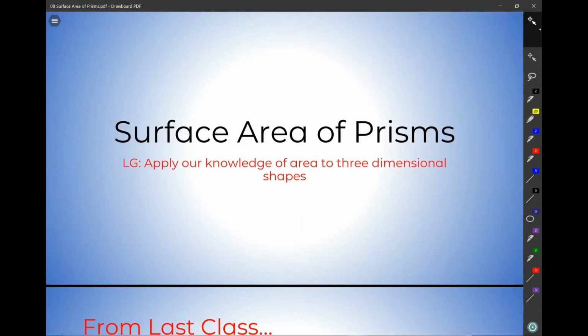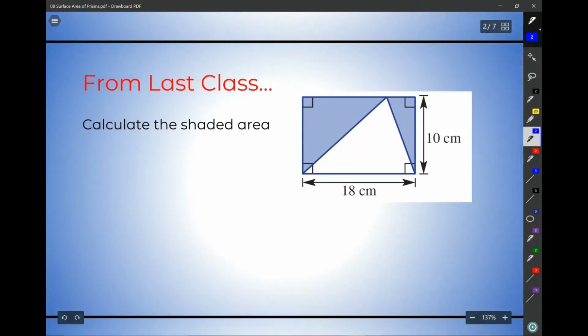Today's lesson is going to be about the surface area of prisms. We're going to talk a little bit about exactly what surface area is as we move on with the lesson, but basically what it's going to be doing is applying what we've learnt about area to three-dimensional shapes. Before we move on though, we'll have a quick revision question.